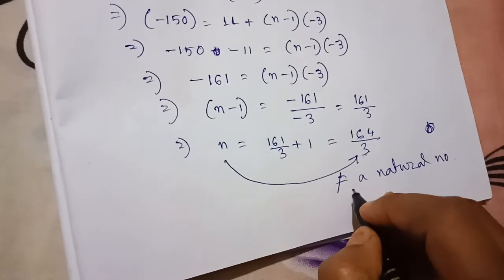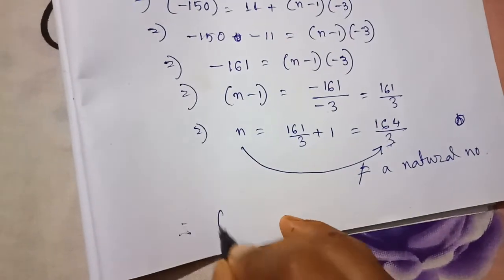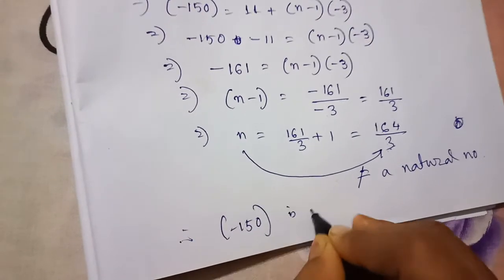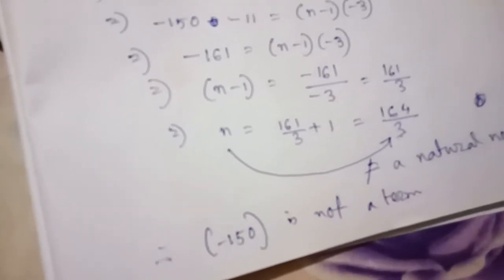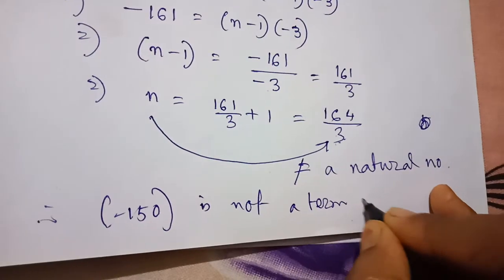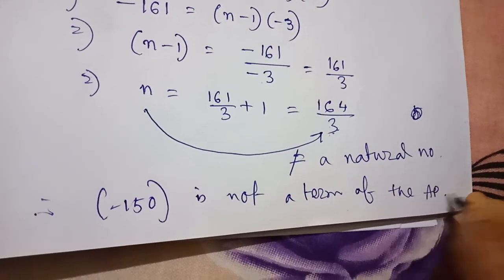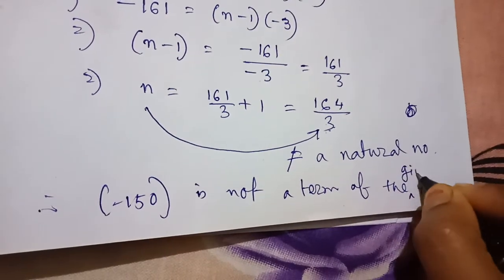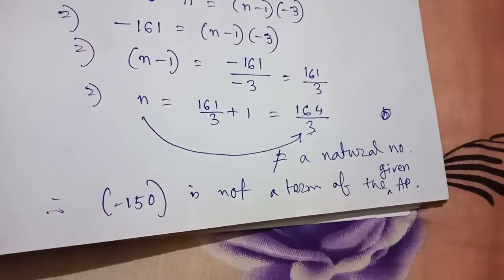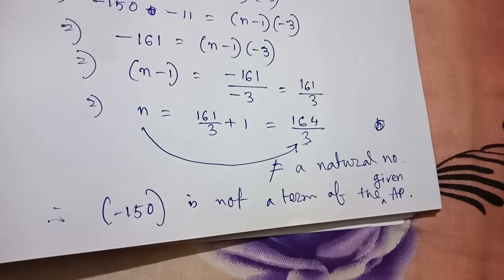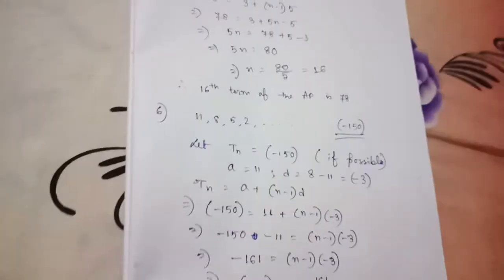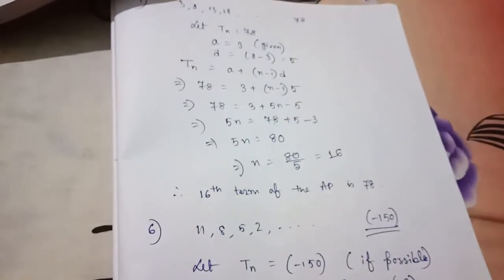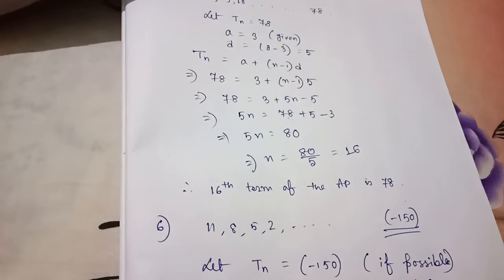So as n is not equals to a natural number, we will say minus 150 is not a term of the AP, or of the given AP, whatever you want to write. Minus 150 is not a term of the given AP. Okay. So I have completed up to question number 6, and that's all for today. I hope you all have understood all the question types and their procedure to get the answer.